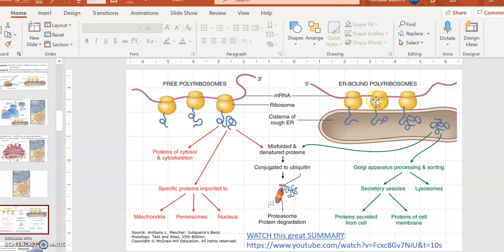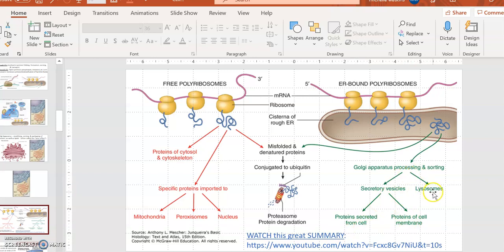Okay, these are good examples of what might happen. So here we are again, we've got our rough ER, our little ribosomes pumping out proteins that are being folded. What can be the result? These are free ribosomes of these proteins. So some of them will get processed by the Golgi, then they'll be secreted. Some of them, proteins secreted from the cell, proteins which might make up the cell membrane.